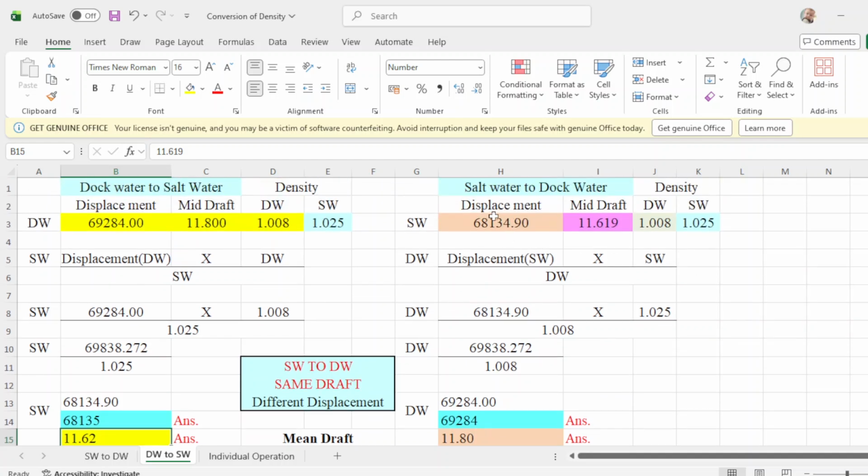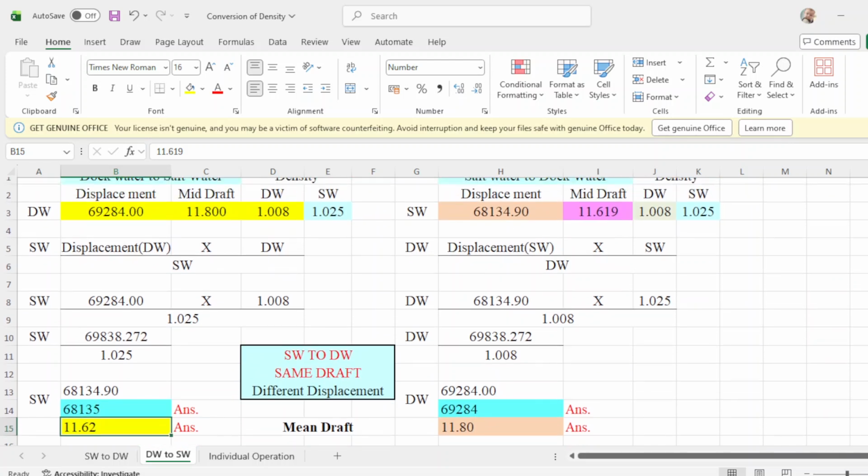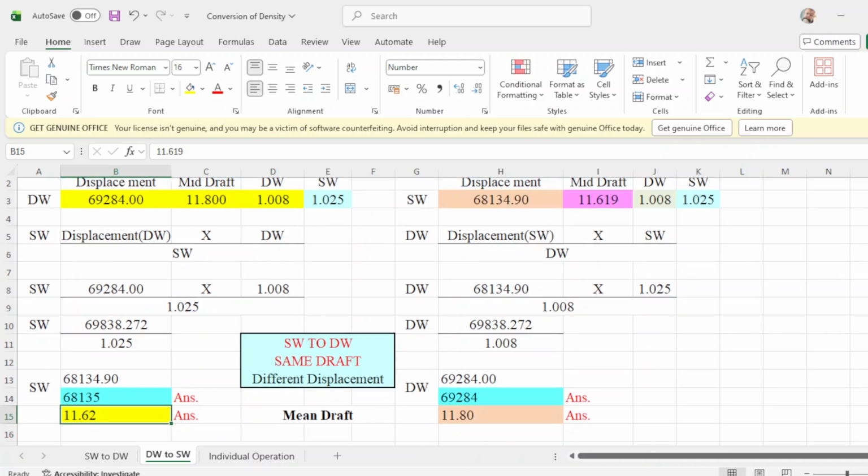Then I made here another one from salt water to dock water. So your salt water displacement is 68134.9 with a drop of 11.619. Your local density is 1.025, and dock water constant is 1.018. And to get the dock water displacement will be 69284, which is the same here, and the corresponding drop is 11.80, which is the same here. Okay, take note, guys.